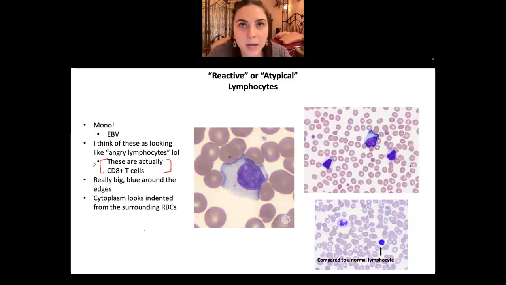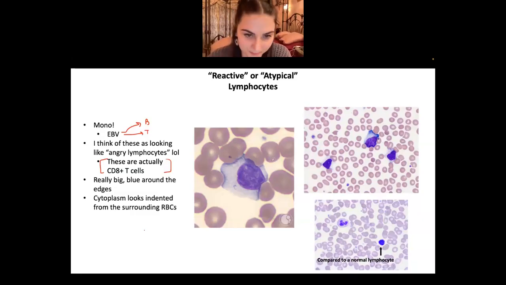But keep in mind with mono, actually we haven't talked about this yet, I think this is on Thursday, EBV becomes dormant in your B cells. So this is a classic trick question that they ask. EBV, Epstein-Barr, remains dormant in your B cells, but the reactive lymphocytes are T cells. They're CD8 positive T cells. Okay? Because, like I said, if you just looked at a regular lymphocyte, you can't tell if it's a B or T cell. This you can. This you know is a CD8 positive T cell.